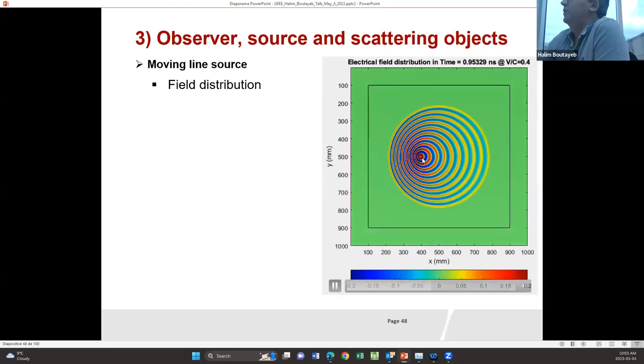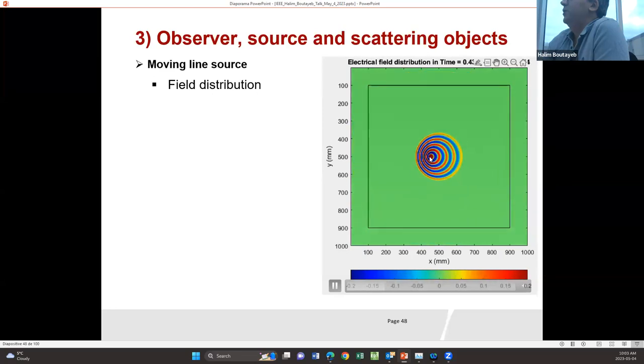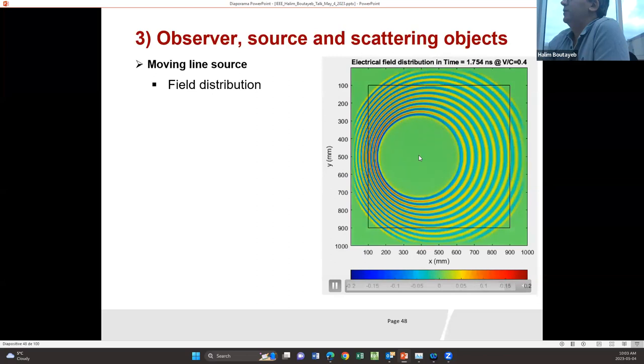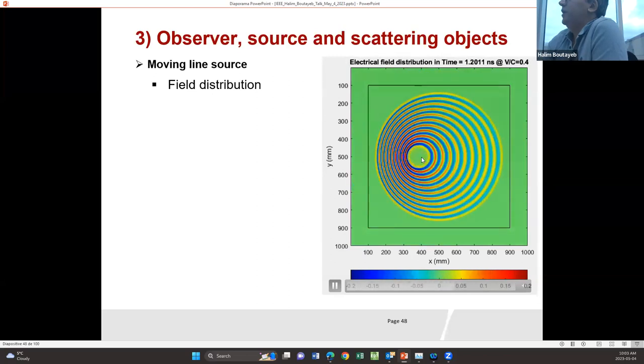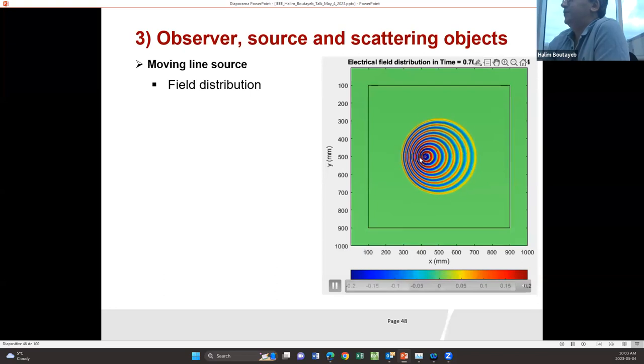If we want to have the relativistic Doppler effect, we just have to add it in the frequency of the source.